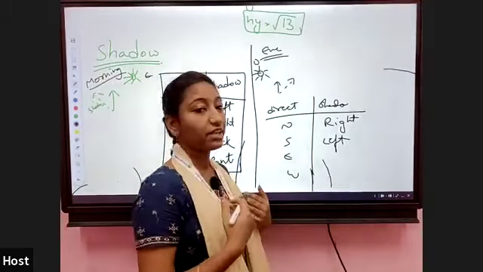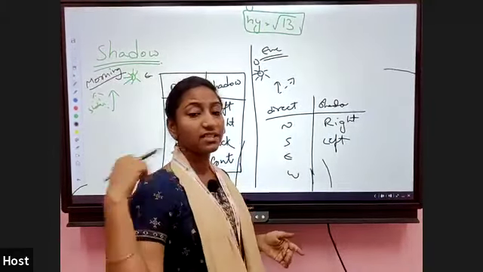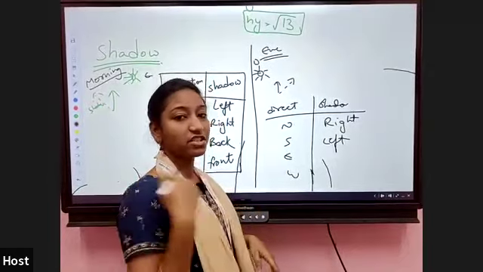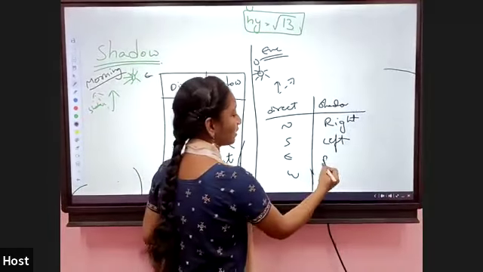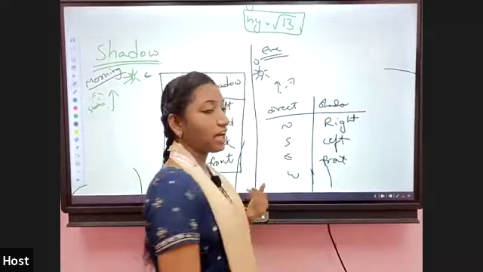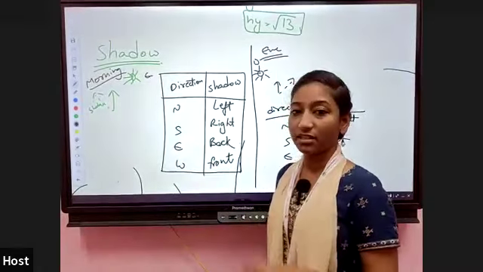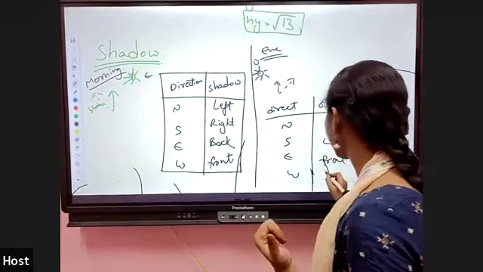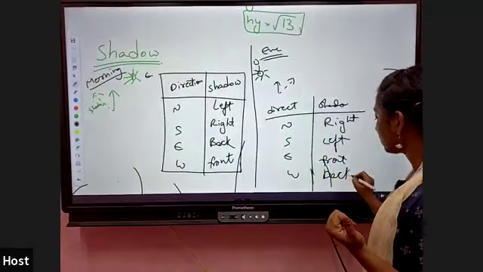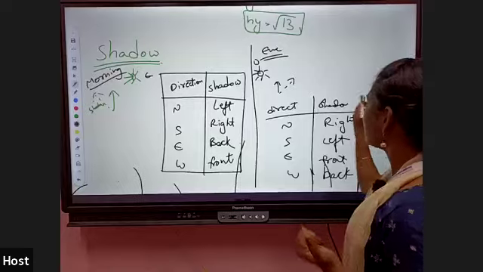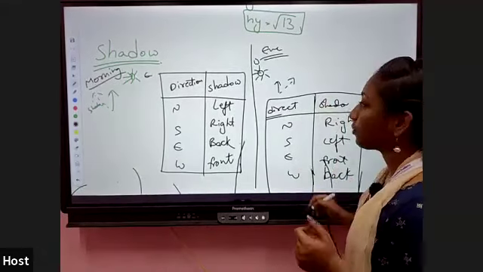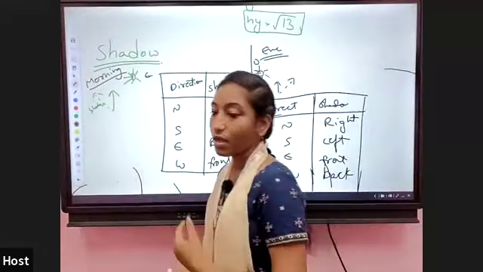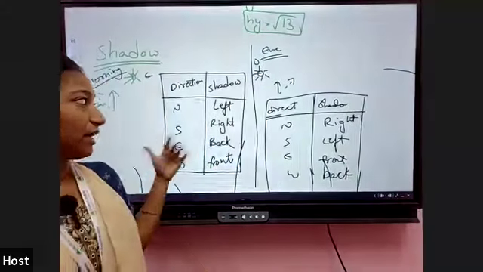Next, when we are facing east and the sun is at our back side, our shadow will form at our front side. And when we are facing the west and the sun is also in the west, then the shadow will form at our back side. So these are the topics on shadow: morning time and evening time.